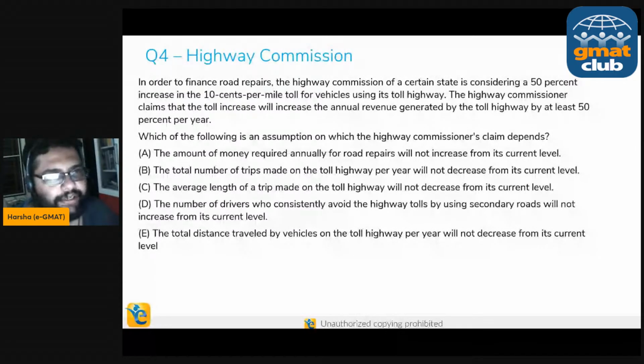All right. So it's a very interesting question, and again, it's an OG question. It's in that 700 plus bucket. The reason it's a 700 level question is because three of the option choices are very, very good strengtheners. They're not the right answer, but they're very good strengtheners.